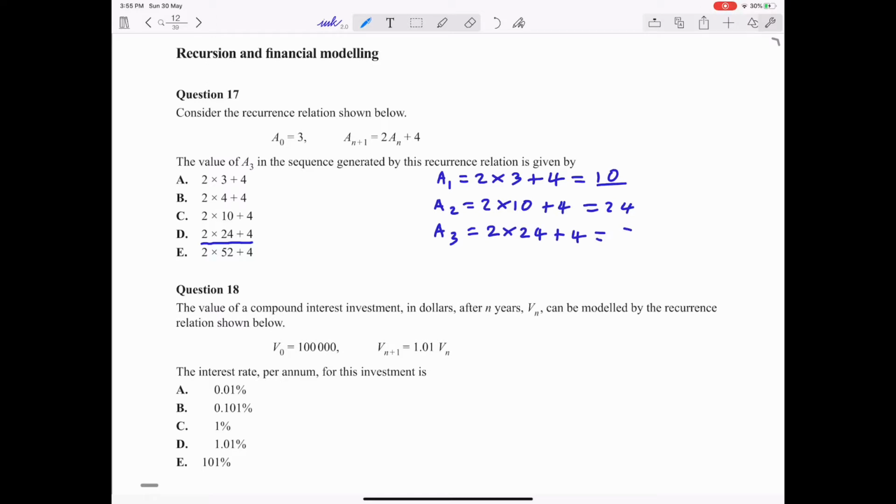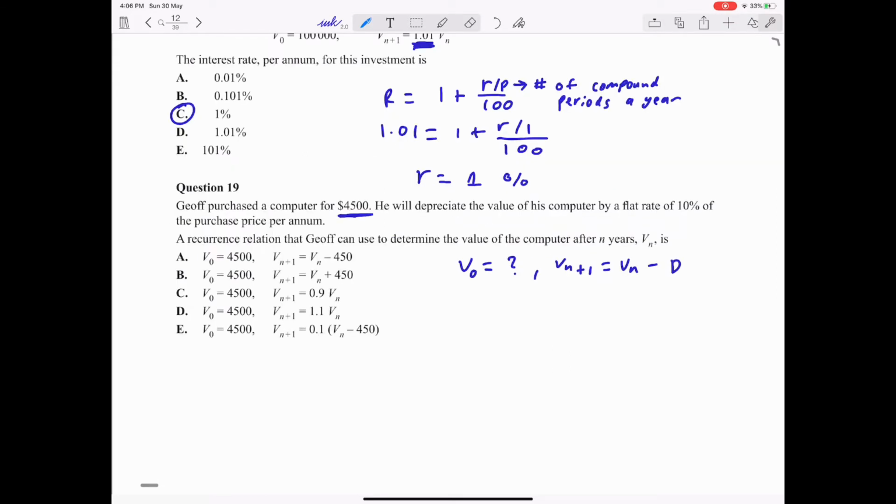4, which equals 52. So one of the following multiple choice solutions has 2 times 24 plus 4. And if you look at D, it has the same thing here, 2 times 24 plus 4. So therefore D is your correct option.